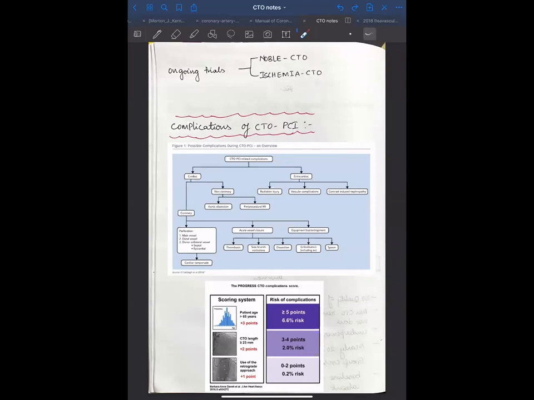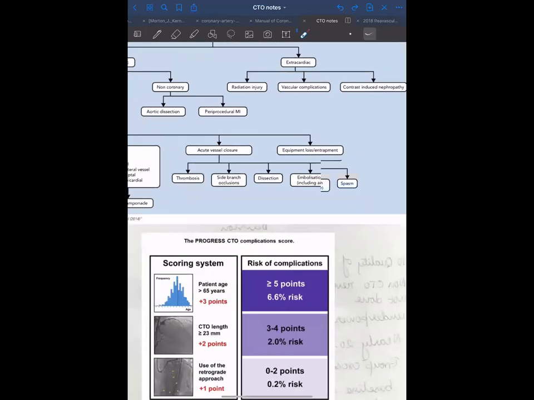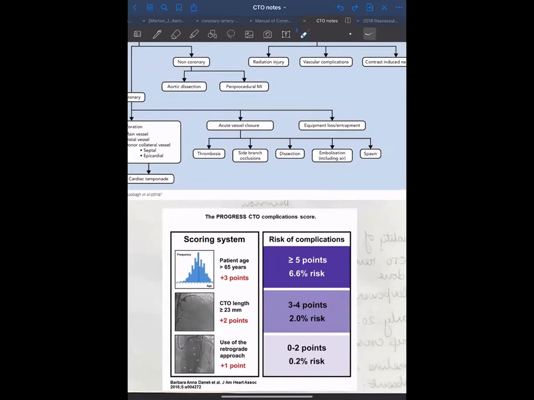So CTO PCI complications, mainly coronary complications, which we need to focus on are stent loss, dissection and perforation. These three I will focus on. So Progress CTO again has given a scoring for predicting complications. If you have an age more than 65, if the CTO length is more than 23, if you're using retrograde approach, then your risk of complications increases.